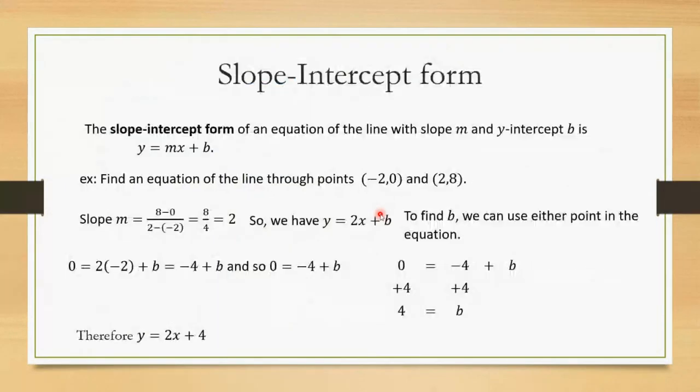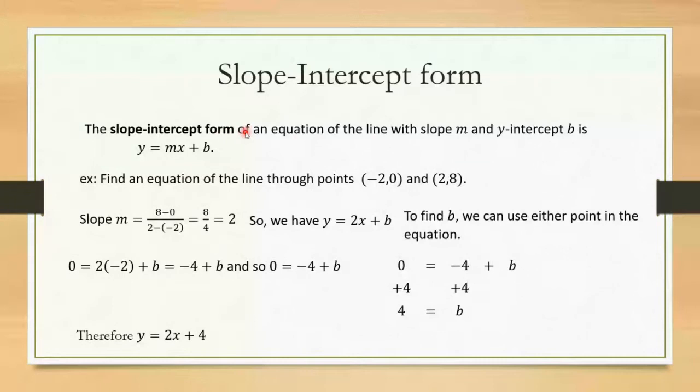Okay, let's do another one. Actually, excuse me, not another one. Let's look at this now. Sorry, my mistake. We have now what's called the slope-intercept form. And basically, it's actually a special case of the point-slope form.